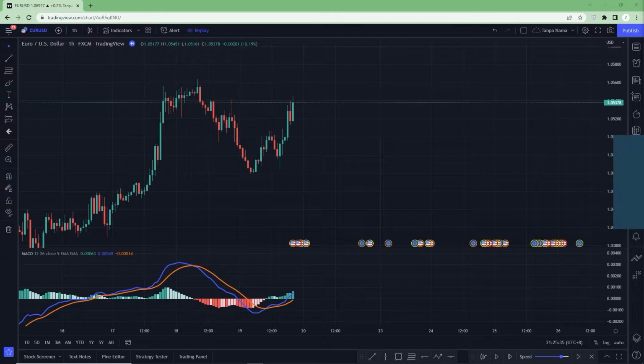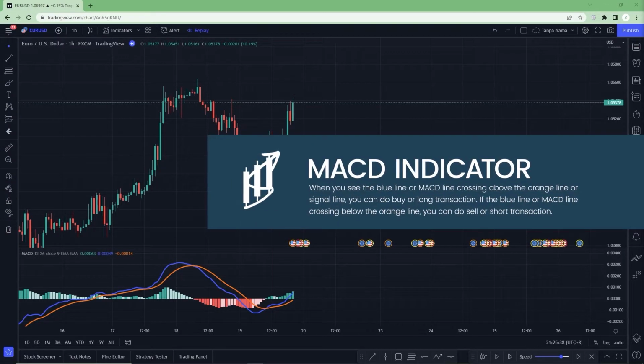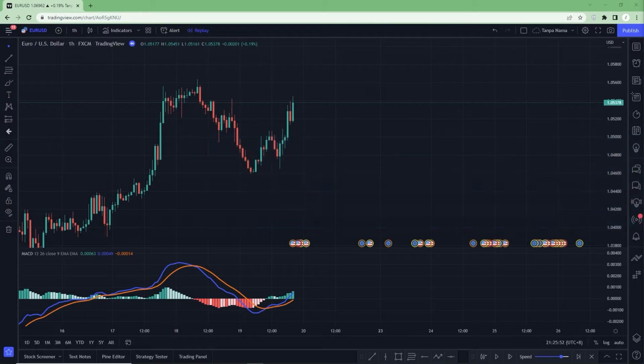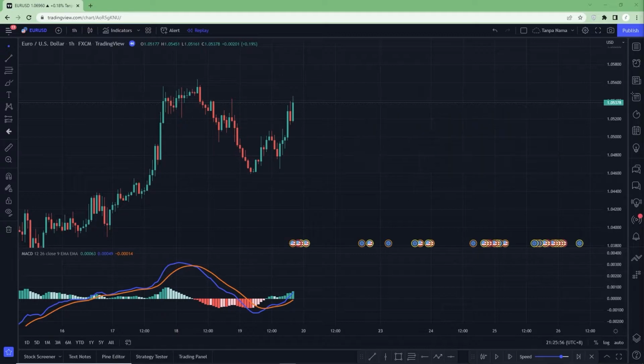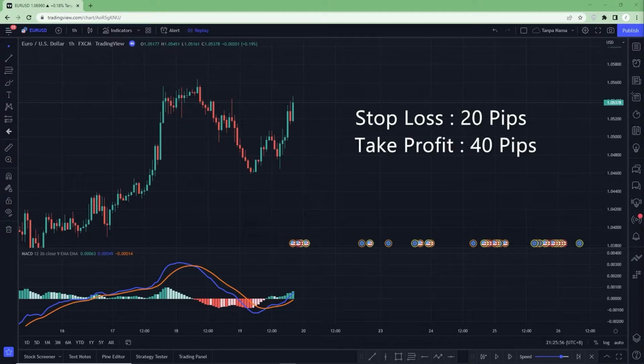When you see the blue line, or MACD line, crossing above the orange line, or signal line, you can do a buy or long transaction. If the blue line, or MACD line, crosses below the orange line, you can do a sell or short transaction. We will use a 1:2 risk-reward ratio with 1% of risk for a single trade. You can set the stop loss to 20 pips and the take profit to 40 pips.